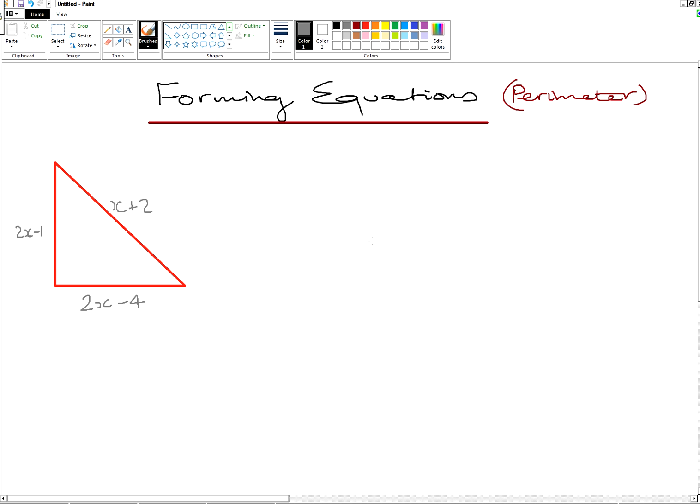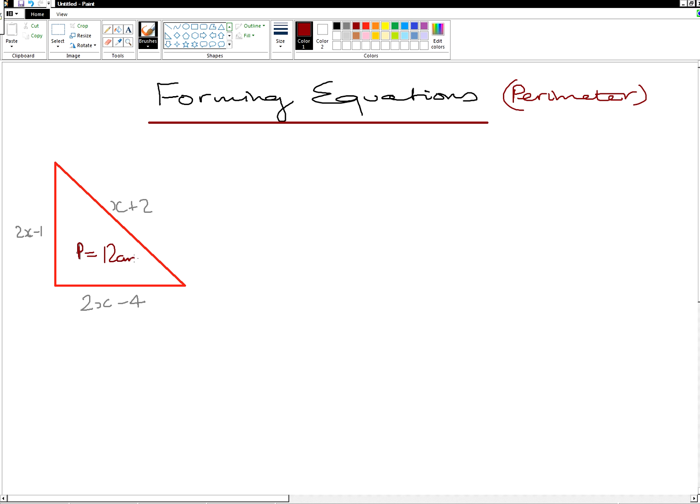We're looking at forming equations and we're now looking at perimeter. We have been told in this particular question that the perimeter of this particular triangle is 12 centimeters. That's the full information of the question. We have what looks like a right angled triangle, but it's not drawn to scale. It's supposed to be a non-right angle triangle, but that's what I could draw with the tools available.